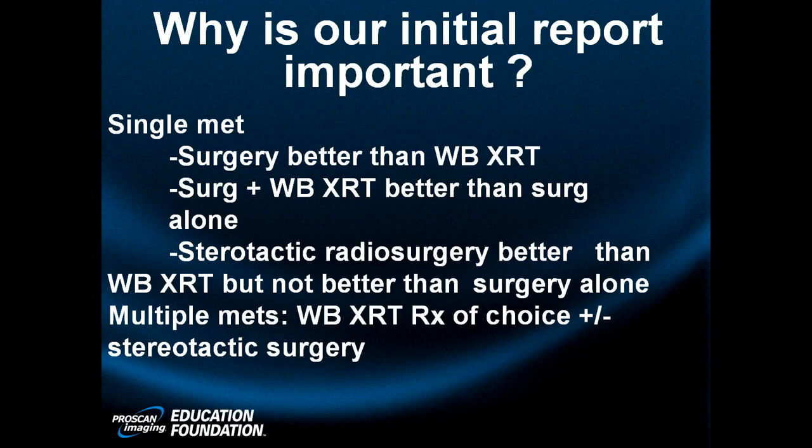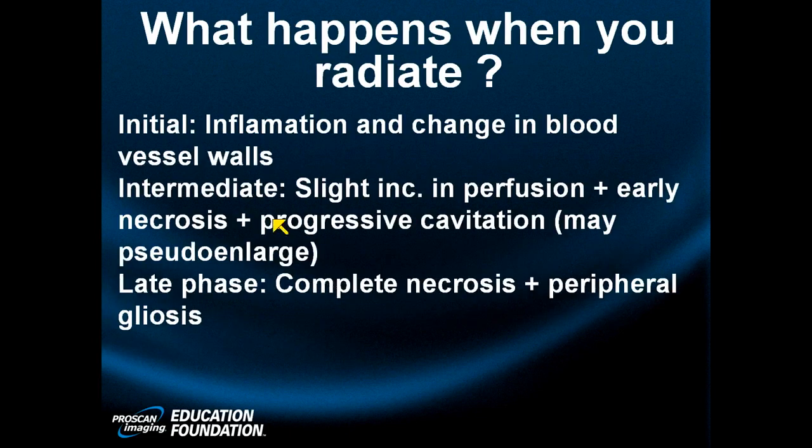If you have a MET, how many of them are there? For a single MET, surgery is better than whole brain radiation. Surgery plus whole brain radiation is probably better than surgery alone. Stereotactic radiosurgery is better than whole brain radiation, but it's not better than surgery alone. This is all on MRI Online, or will be on there. Multiple METs. You really only have one option, whole brain radiation. And if there's a really big lesion that is causing obstruction, you can selectively do stereotactic surgery for that lesion.